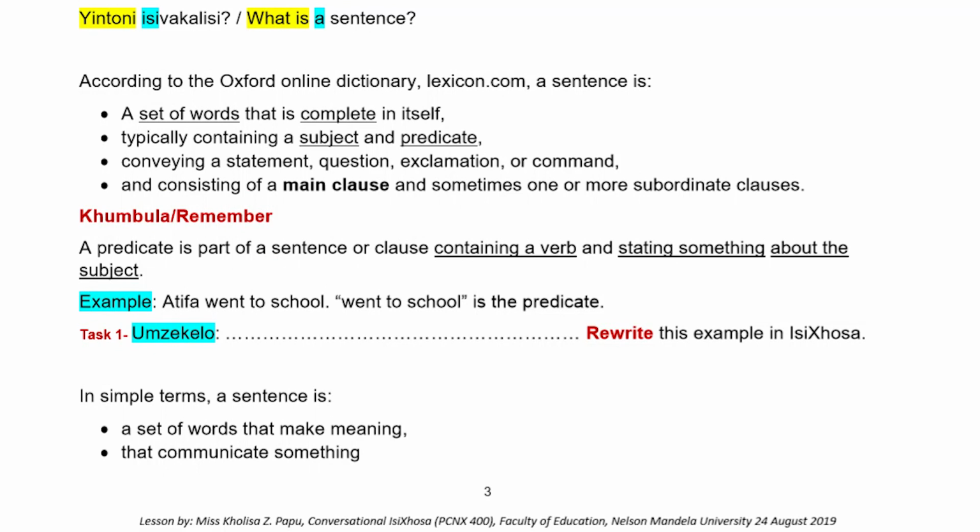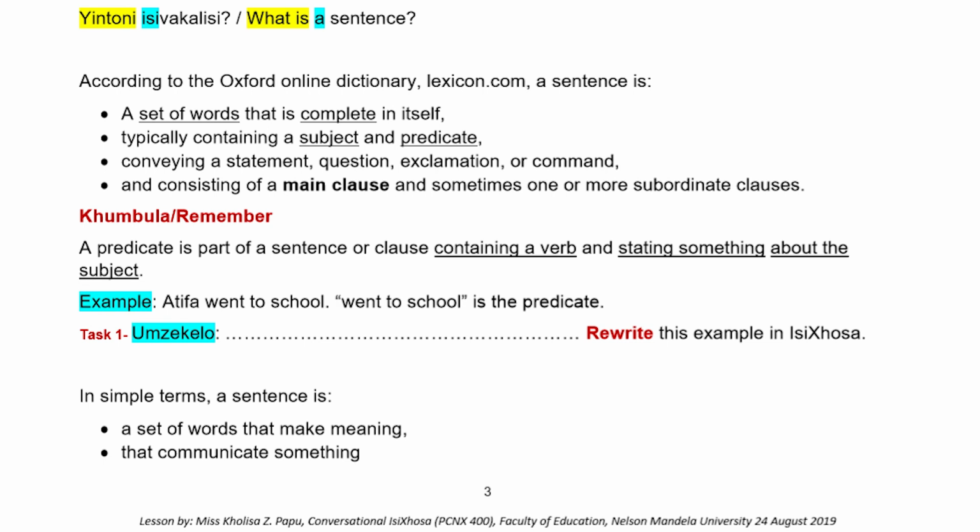According to the Oxford Online Dictionary, lexicon.com, a sentence is described as a set of words that is complete in itself. So that means a sentence is a set of words that is complete in itself. That means those sets of words must make meaning when they stand by themselves.